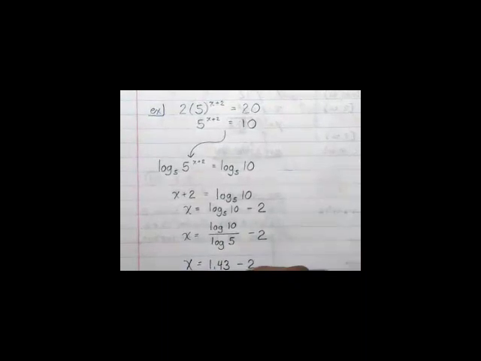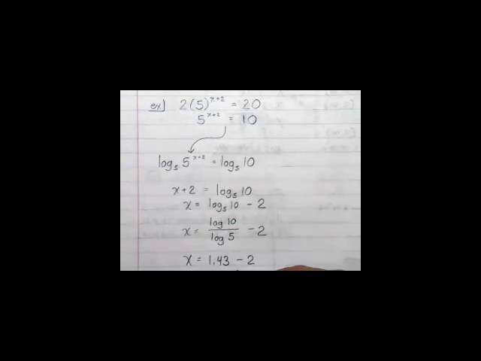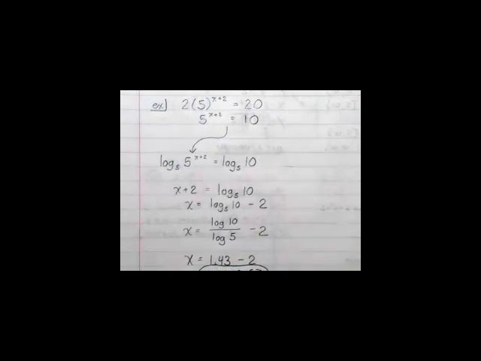And then if I subtract 2 from that, x is negative 0.57. Okay, so that's using the applying a log type process there, okay?